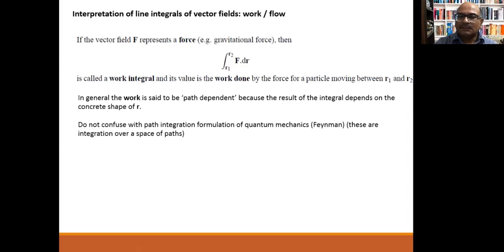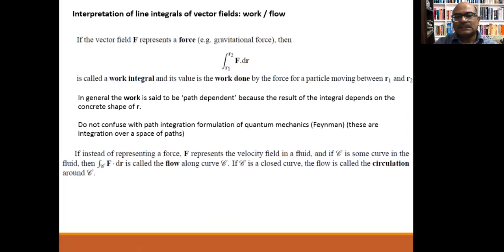depends on the concrete shape of r. But we should not confuse this with the path integral formulation of quantum mechanics. Those are integrations over a space of paths. So, if instead of representing a force, F represents the velocity field in a fluid, then it is the flow. So, it is the circulation around that curve. F dot dr, when F represents the velocity field, which is also a vector field, along that curve will give you the circulation around that curve.